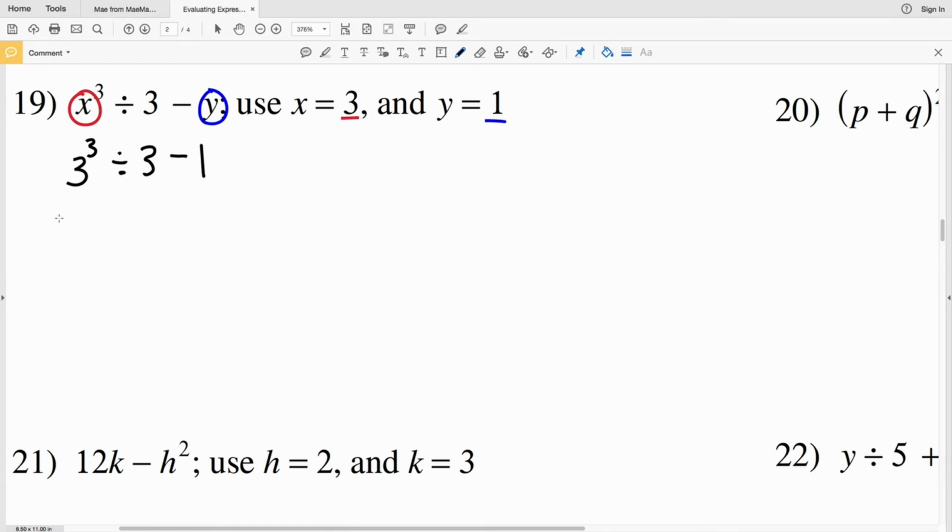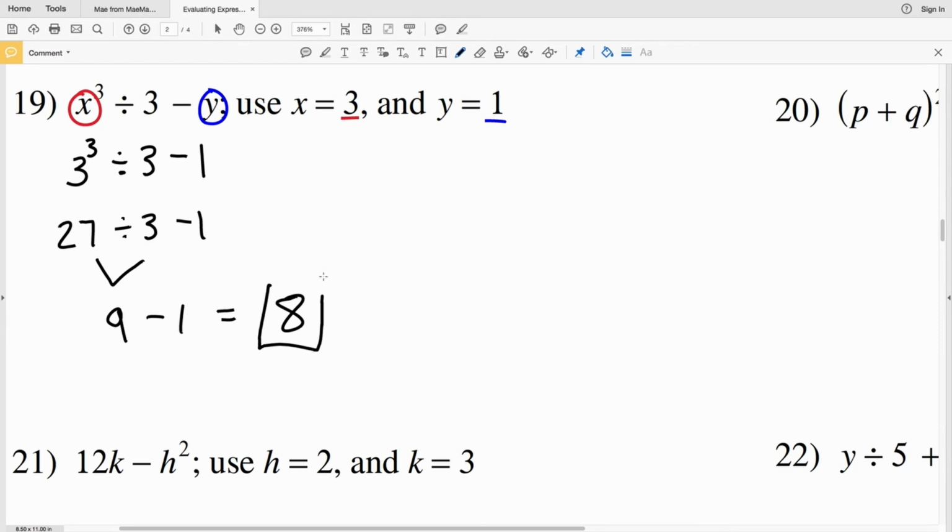So 3 cubed is going to give us 3 times 3 times 3, which is 27. And then we're going to divide 27 by 3 and subtract 1. So 27 divided by 3 gives us 9, and then subtract the 1 to give us 8. So the answer to number 19 is 8.